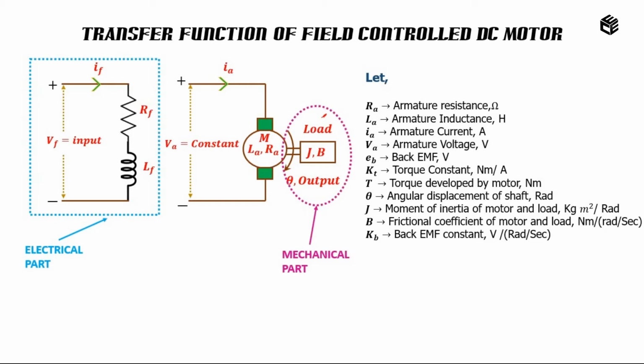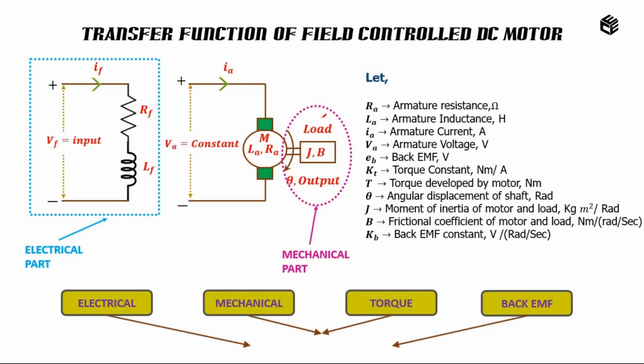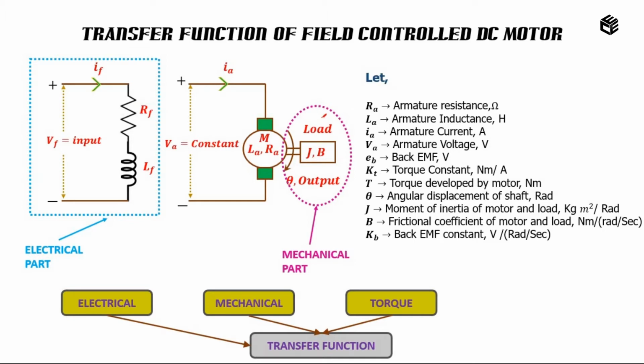So obviously we will be writing expressions for the electrical part, the mechanical part, and also torque is available. So torque we will be considering. Since back EMF is related to the armature part, we are not considering the armature part here. Therefore, we can leave this back EMF. Okay, so with the help of electrical, mechanical and torque relations, we are going to find the transfer function. As we know, transfer function is nothing but output by input. Here the output is theta of s and the input is our field part, therefore Vf of s. We need to find the expression for theta of s by Vf of s.